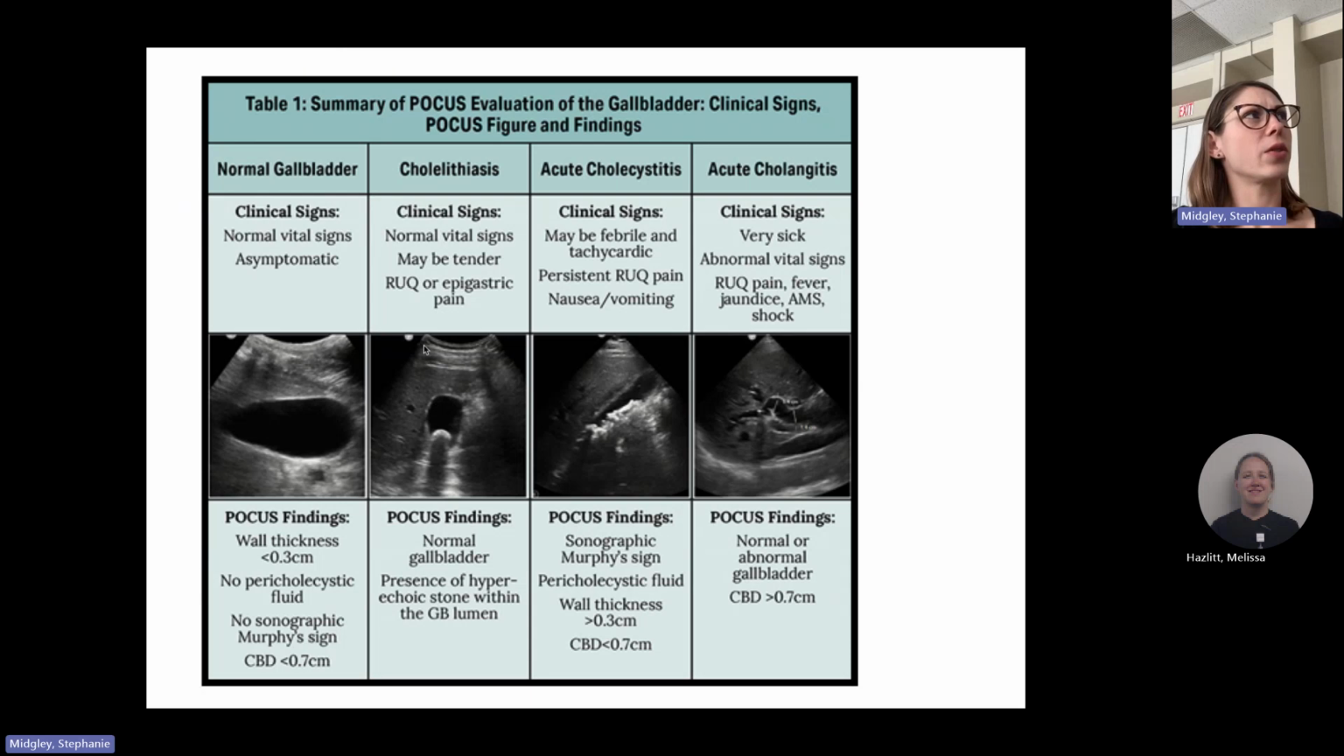Cholelithiasis is sort of a diagnosis of exclusion. Just remember that I think about 20% of the population has stones, doesn't cause any issues, and that may not be the source of their abdominal pain. So make sure you're looking for other things. Take a look at the liver.